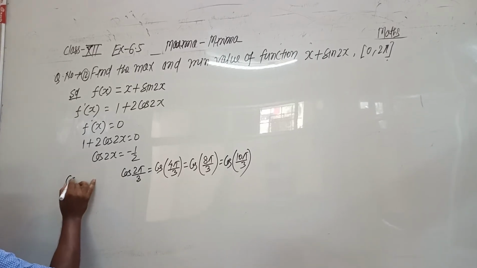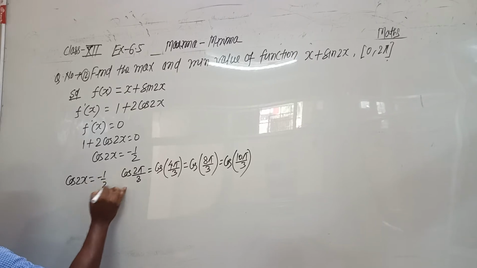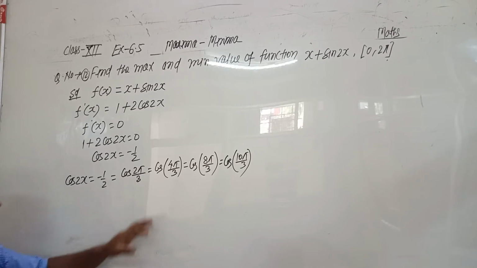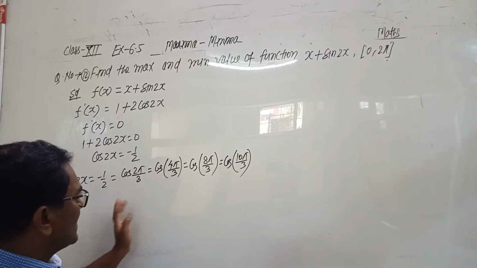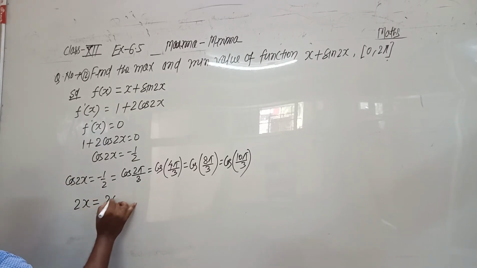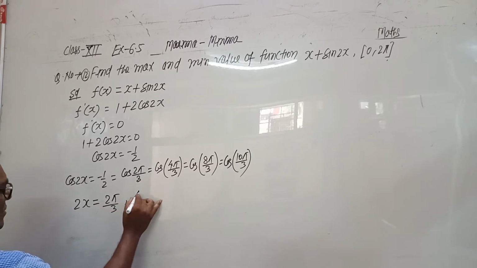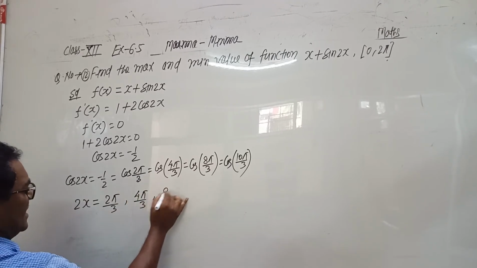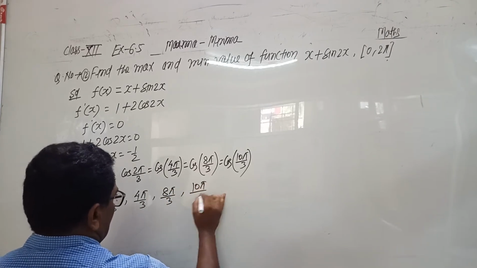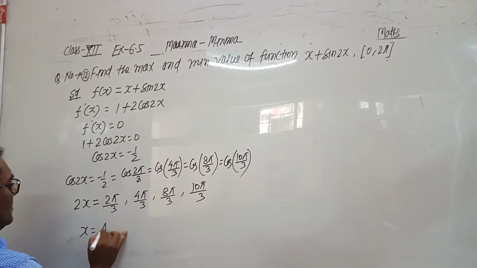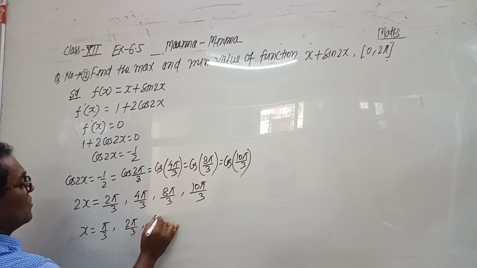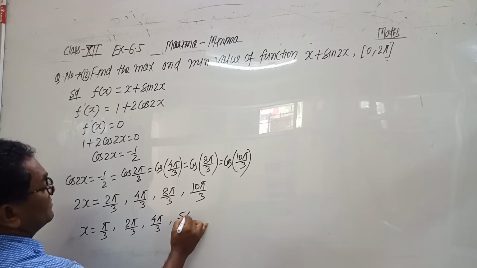So we will write it this way: cos 2x equals minus 1 by 2. The value of cos 2 pi by 3 is minus 1 by 2, and likewise cos 4 pi by 3, cos 8 pi by 3, and cos 10 pi by 3. It means the value of 2x comes to be 2 pi by 3, 4 pi by 3, 8 pi by 3, and 10 pi by 3. And the value of x comes to be pi by 3, then 2 pi by 3, then 4 pi by 3, and then 5 pi by 3.